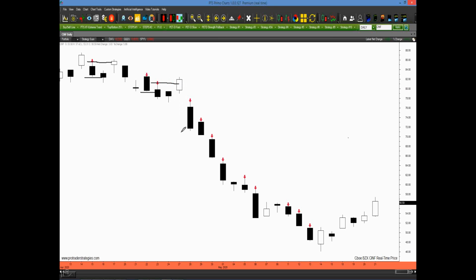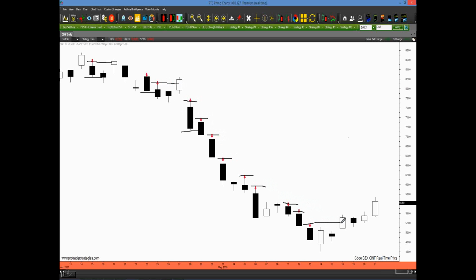Now, the very next setup, you could have gotten short right here at 72. And then you simply track the stops all the way down if you wanted to, okay? And look at all the profit you could have locked in until ultimately, if you traded this, you could have gotten out at 52. So you just made 20 points.